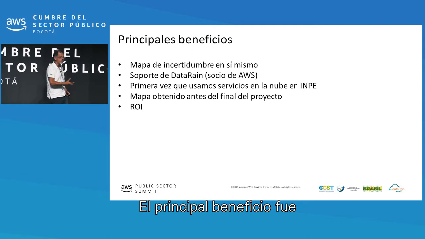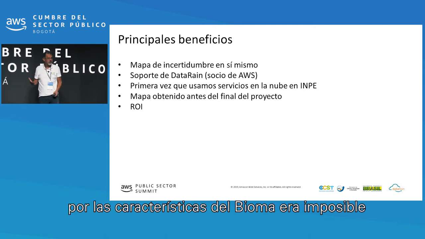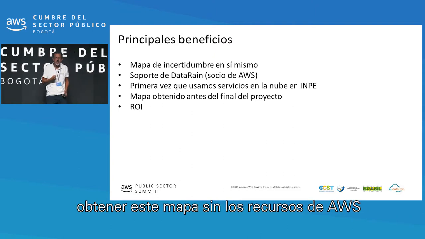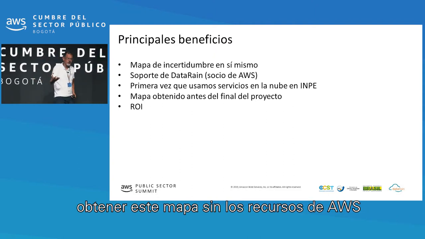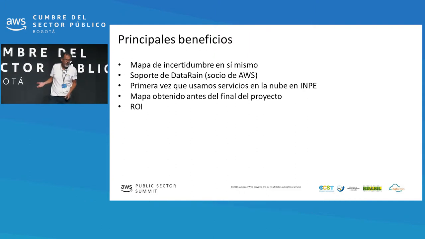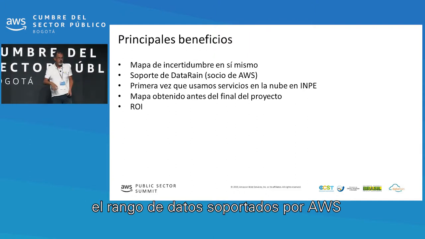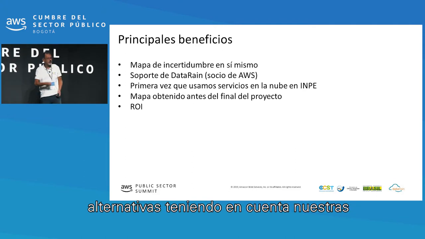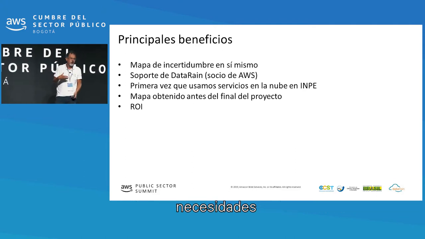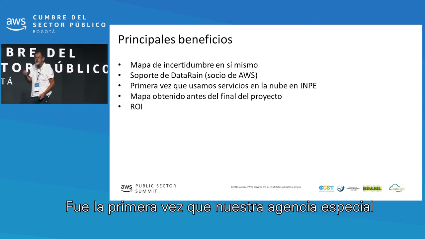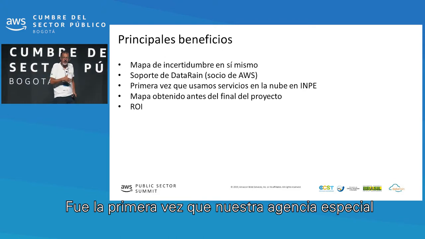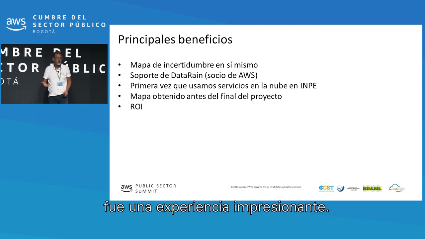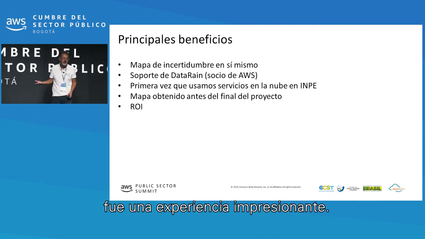The main benefit was the uncertainty map itself. It wasn't possible to obtain this map without the AWS resources. The Datarain and AWS support was amazing for us. It helped us a lot to find alternatives in terms of our needs. It was the first time that INPE, our space agency, used cloud services. So for us, it was an interesting experience.